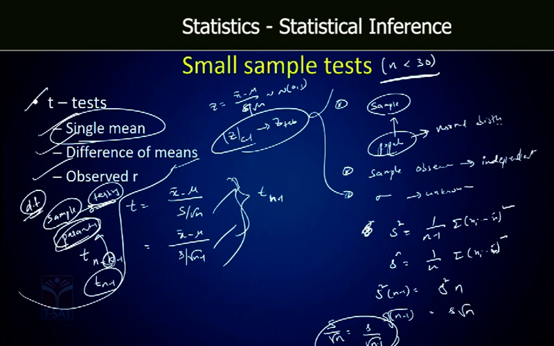Now this follows t with n minus 1 degrees of freedom. So this t calculated value, we do not need the modulus here, if it is greater than the t distribution value with n minus 1 degrees of freedom, then we will reject our hypothesis. If the t calculated value is less than the t value with n minus 1 degrees of freedom, then we will accept our null hypothesis. So the remaining steps are the same, only the t statistic changes.